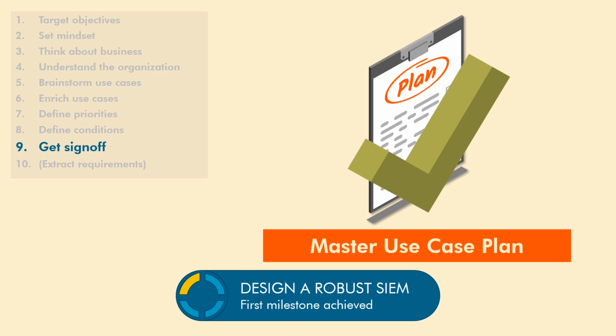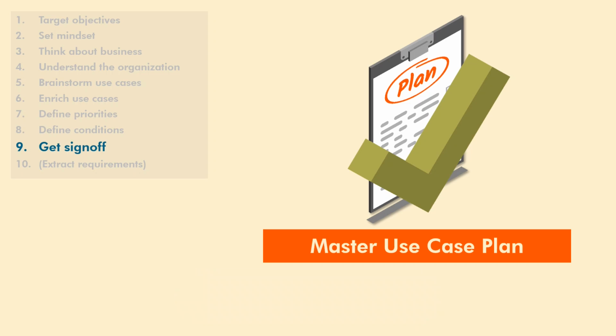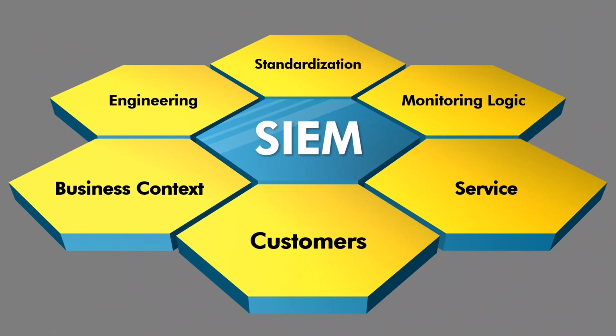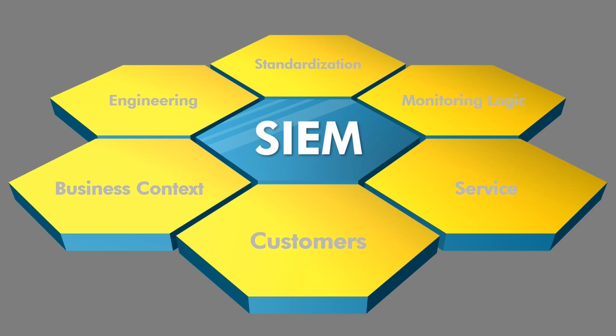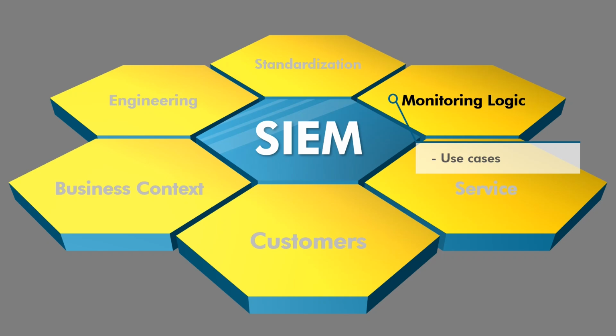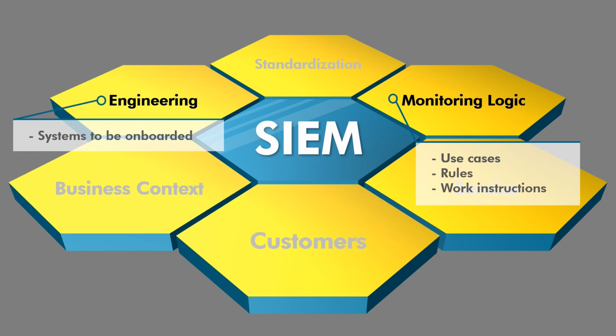We will finish this video by seeing where this work will lead us from here forward, namely the extraction of SIEM requirements. For this, let me bring the SIEM strategy that was shared in the first video. By having the objectives defined, we can see several subjects that are directly influenced by our master use case plan. In the monitoring logic domain, besides the obvious use case subject, we will also have a clear input for the rules and work instructions that will be required. On the engineering part, we will know which systems to onboard.